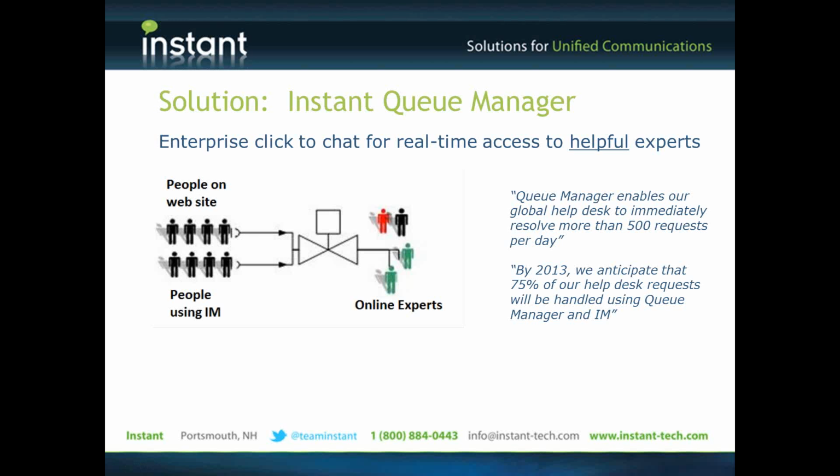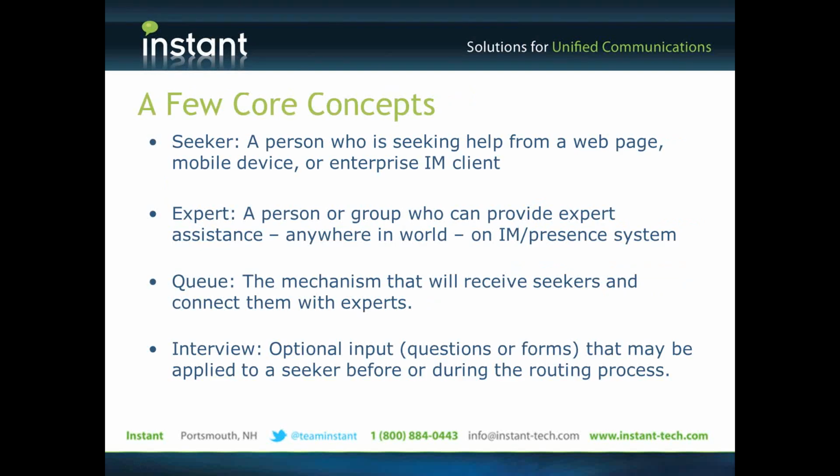So we have the idea that someone who's looking for help is called a seeker. And they may be on a web page. That seeker might be on a mobile device, or it could be an internal employee using an enterprise IM client. An expert is just someone who can provide assistance, and they may be anywhere in the world, but they're probably connected to Sametime as their presence system.